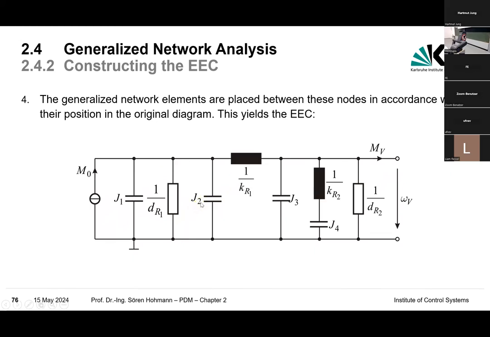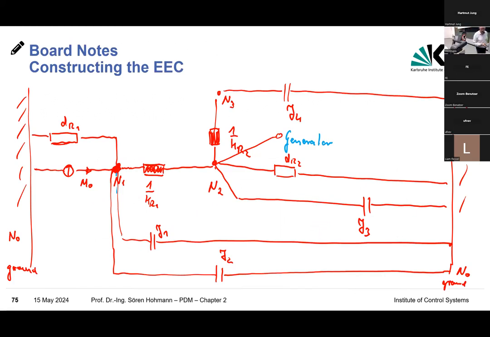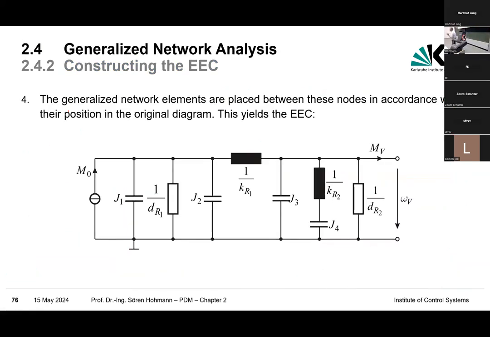And I think I made a mistake in the picture. I forgot to write down 1 over dr. So here it should be 1 over, and where's the second? Ah, yeah, 1 over dr. Okay, so now let's have a look at the final result.